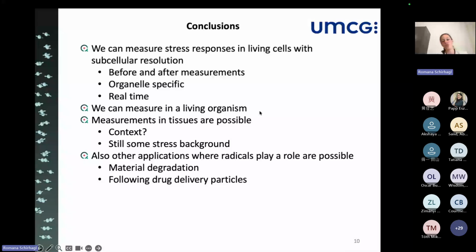In a tissue that is not transparent, we can also do that, but it's much more complicated. And there it's very difficult to have a context. In the worm, we can very nicely see where is the muscle, where is the intestine. But with human tissue, for instance, it's more difficult to know the context of where you are measuring. Yeah, and in principle, you can also look at other applications where free radical generation plays a role.